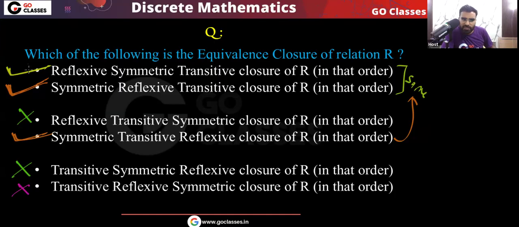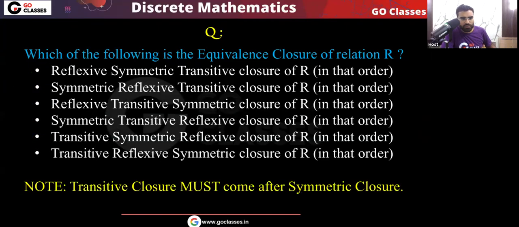Okay, so finally the answer will be option A, B, D, or I can say 1, 2, 4. A student has given the correct answer in the chat. Very good, excellent. I hope you understood the concept. Okay, so finally this is the result.